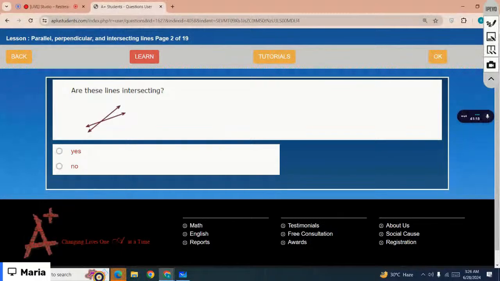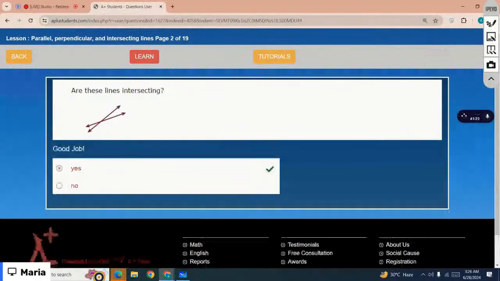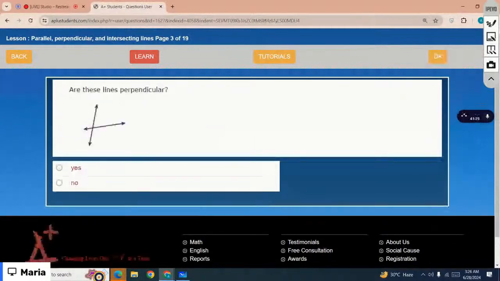They are intersecting at one point. The correct option is yes. Are these lines perpendicular? The correct option is no, they are not perpendicular.